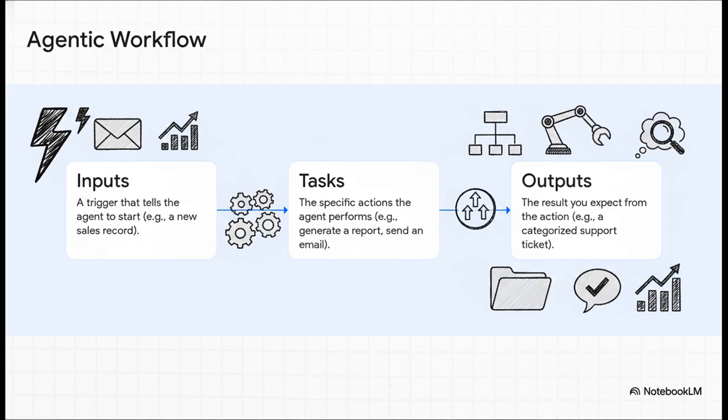Maybe it's a new email arriving. Second, the tasks. What specific things should the agent do? For that email, it could be find the sender's name, summarize the content, and add it to a spreadsheet. And third, the outputs. What's the final result you're looking for? In this case, that perfectly updated spreadsheet.